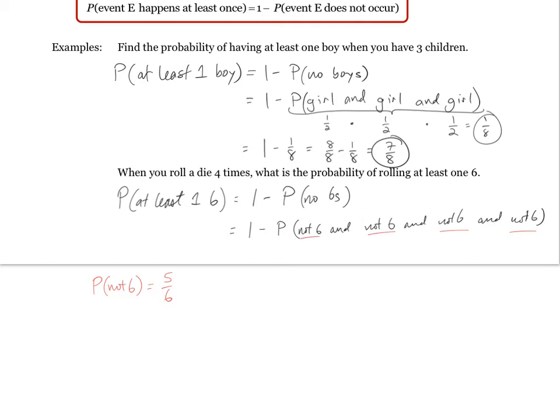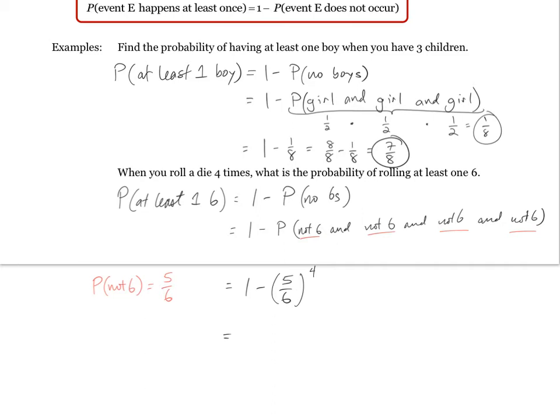I think we can do this a little bit easier. Let's say this is 1 minus 5/6 to represent not rolling a 6. And since we're multiplying 4 of them together, why don't we just raise it to the 4th power? All right, yep, 4 times. Yeah, that works.